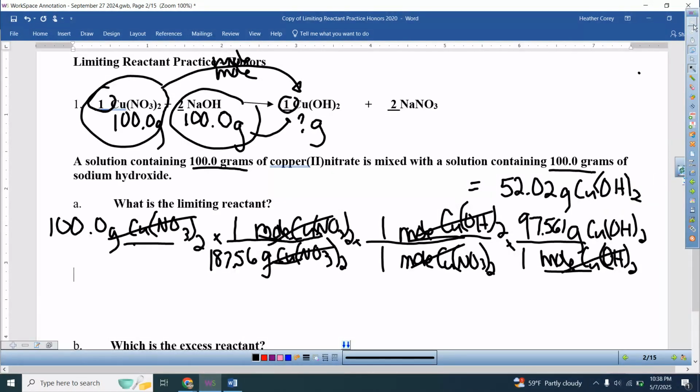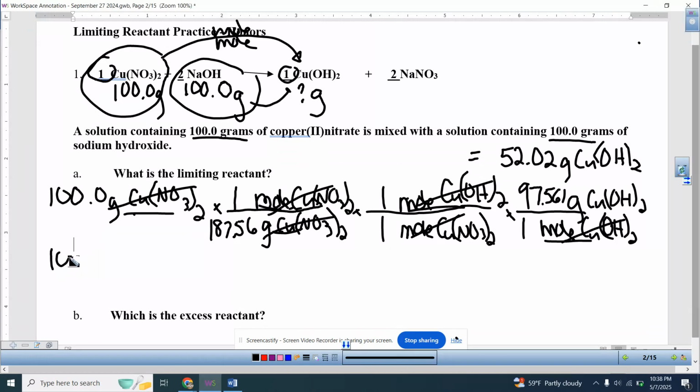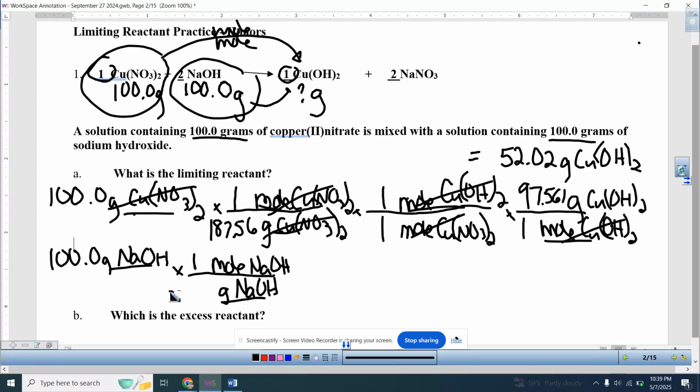Next up, we're going to take our 100 grams of sodium hydroxide and set up our fraction, copy, paste. Go to moles. These have to both be NaOH. One goes with mole. When I add up the numbers off the periodic table, I get 40. Next step, copy and paste the moles of NaOH.